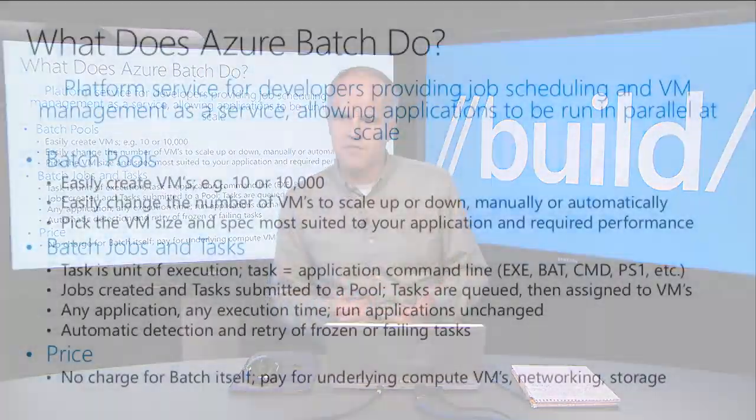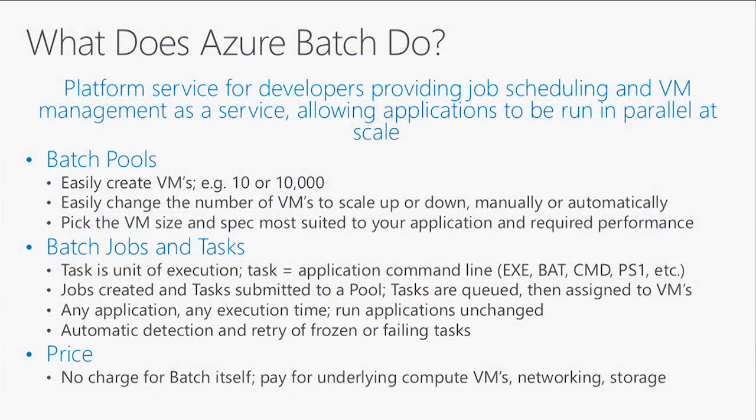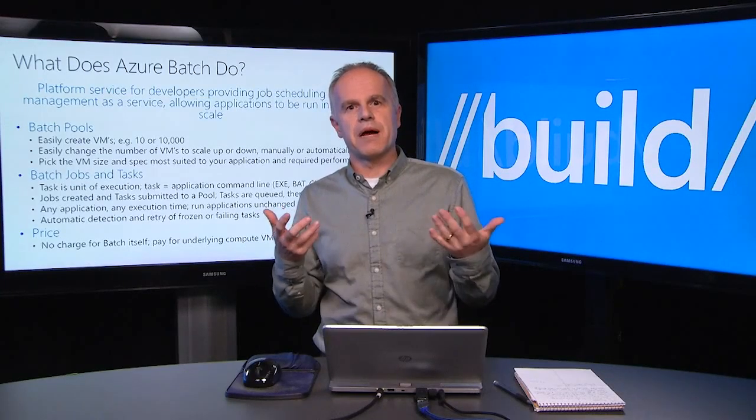So let's get started. First of all, one slide on what Azure Batch does. Really what we want to do is provide a platform service for developers to allow you to both easily and efficiently run applications in parallel and at scale in Azure. There are two main areas of functionality that we provide to achieve that. The first is you need the compute resources, the VMs, on which to run these applications in parallel and at scale. So in Azure Batch we have a concept called the Batch Pool.